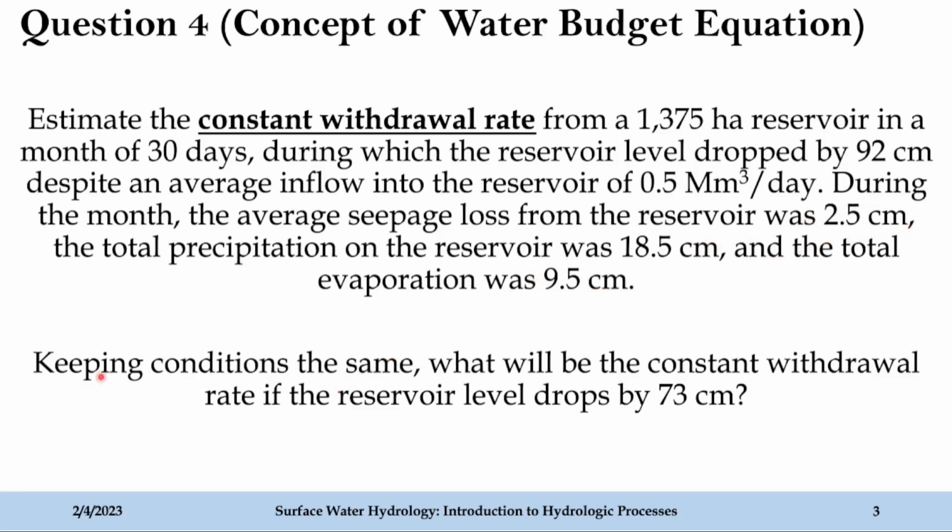In the second part of the problem, keeping conditions the same, what will be the constant withdrawal rate if the reservoir level drops by 73 centimeter? So, there are two parts in this problem. The first part focuses on a drop in the reservoir level of 92 centimeter, and the second part, what will be the constant withdrawal rate if the fall is 73 centimeter. So we need to find out the constant withdrawal rate for two different cases, where in the first case, the drop in the reservoir level is 92 centimeter, and in the second case, the drop is 73 centimeter. So let's see how the withdrawal rate gets influenced due to different falls in the reservoir depths.